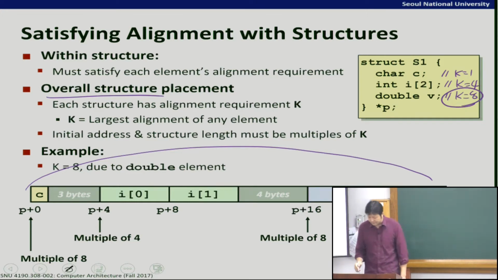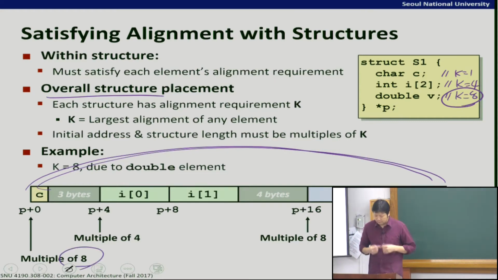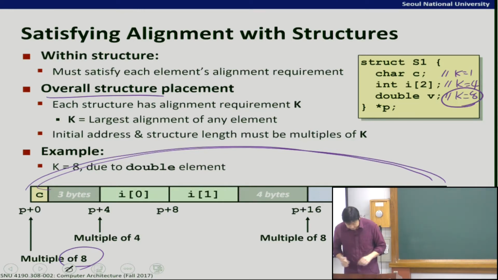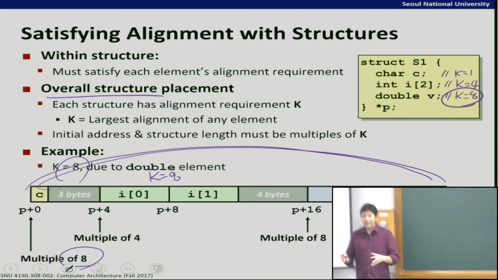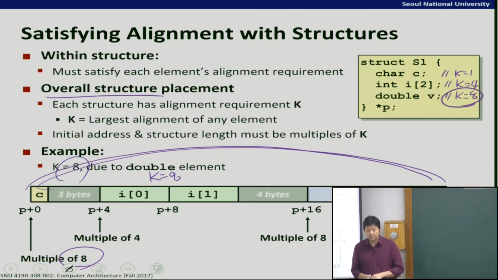In this specific example, this struct follows the alignment rule with k, where k is 8, because k is the largest value in any of the elements it has. So in this case k is 8 due to the double element. For the double element, k is 8. So this one takes the largest value from any of the fields inside.